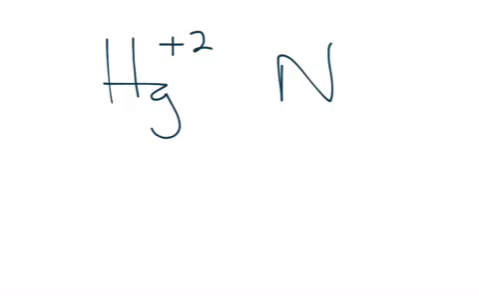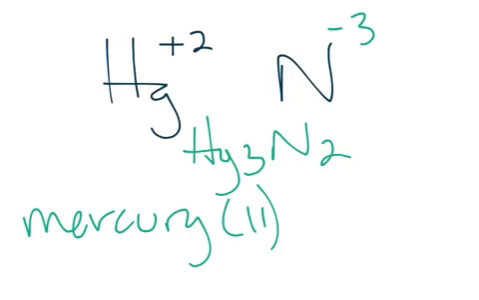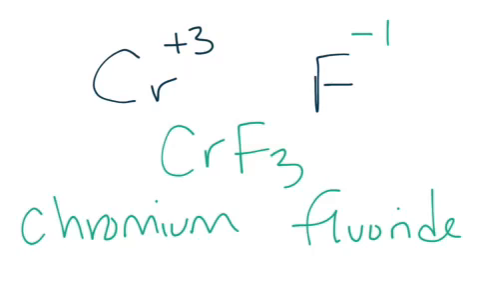If we name mercury and nitrogen, nitrogen always has a -3. So that means it's going to be mercury 3 and then 2 nitrogens. Mercury needs to have a Roman numeral 2 next to its name to represent that +2 charge, and then nitrogen changes to nitride. Fluorine is always -1, so this is going to be CrF3. The majority of its name, chromium fluoride, but then of course we need to include that Roman numeral 3 for the charge.